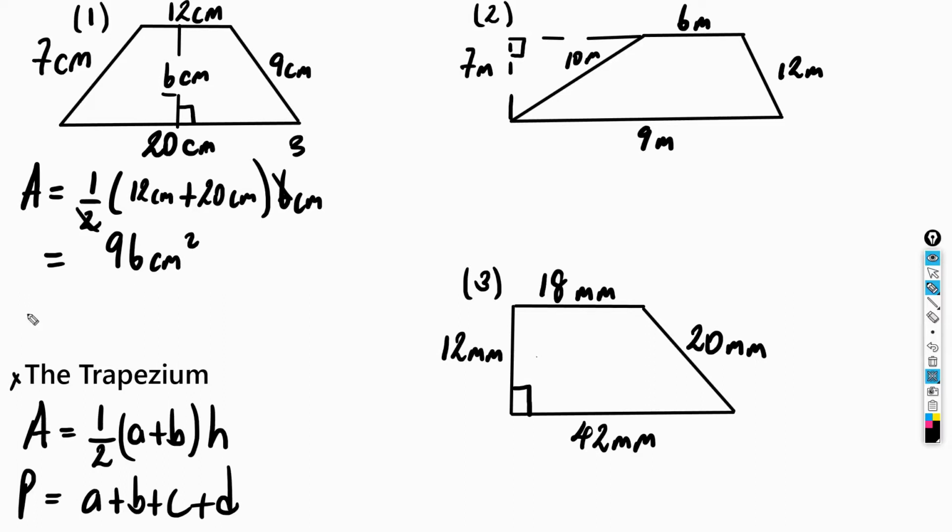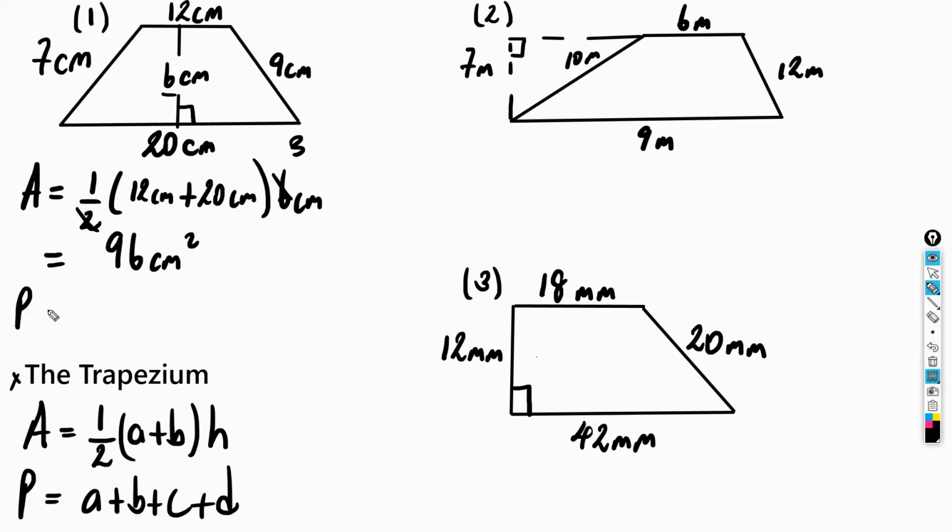Cool. So pretty simple, guys. All you have to do is use the formula, okay? And you can do it as simple as possible. You can add the 12 to the 20, right? And then multiply that by 6 and then divide it by 2, and you would still get the same answer. All right, cool. So it's very easy, guys.